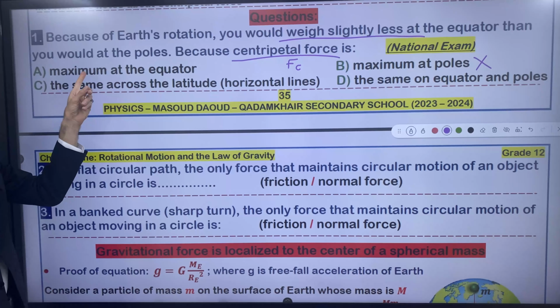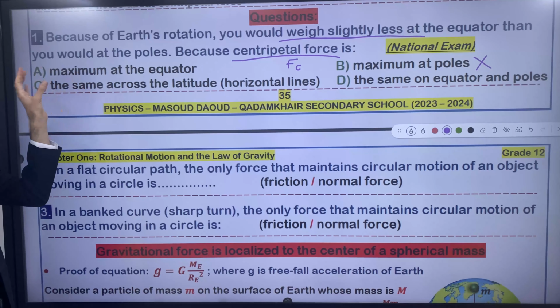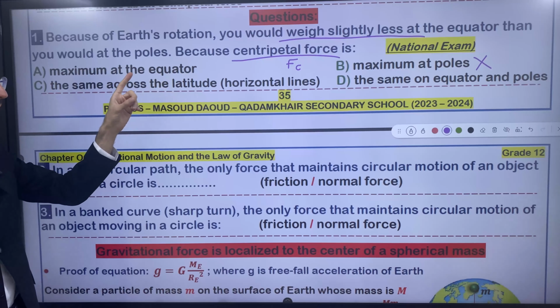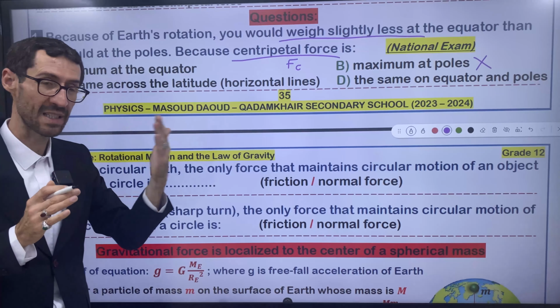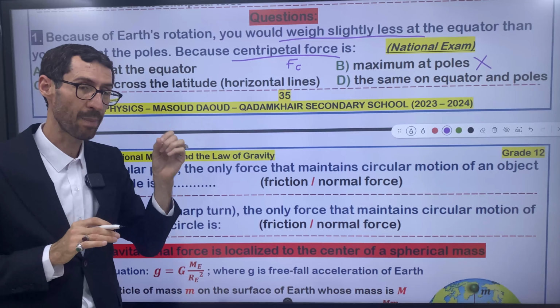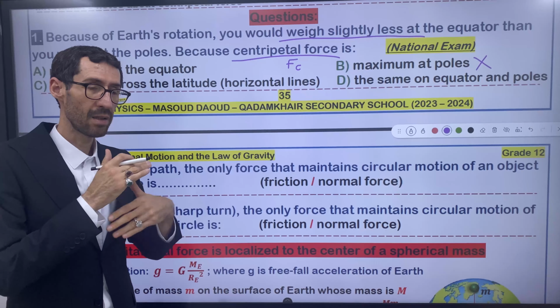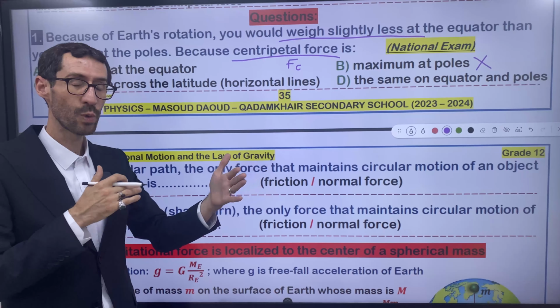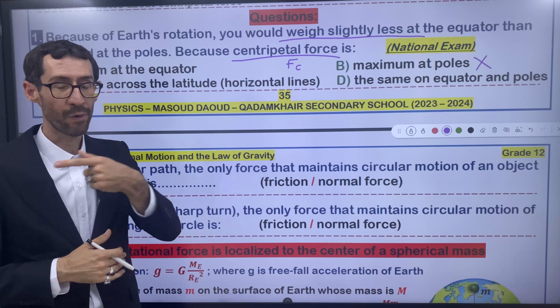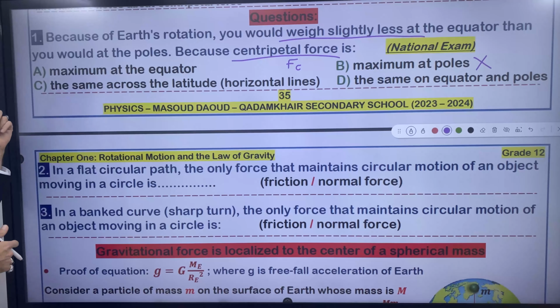But we are doubtful about this one. Right now I want you to think about it. Maximum at the equator, and the equator and poles are opposite, right? Anything true about the equator, any information about the equator, make it opposite for the poles. That's why till now A is true.